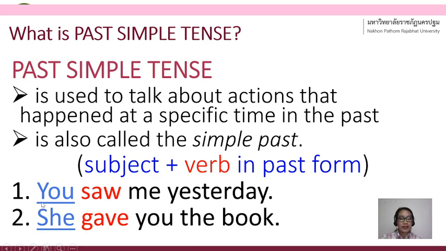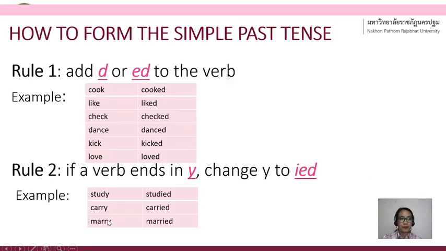Example number one: you saw me yesterday. You is the subject, saw is the verb in past form. Number two example: she gave you the book. She is the subject and gave is a verb in past form.